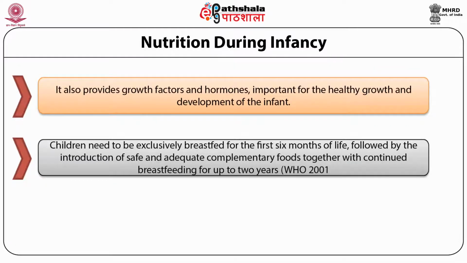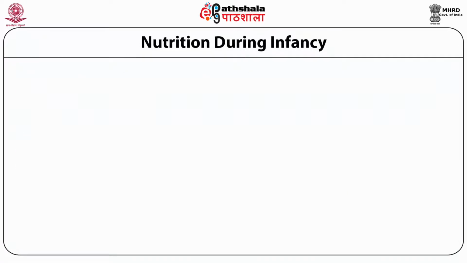The children need to be exclusively breastfed for the first 4 to 6 months of life, followed by the introduction of safe and adequate supplementary or complementary food together with continued breastfeeding up to 2 years of age. But that supplementary food should be started after the 6th month of a child.